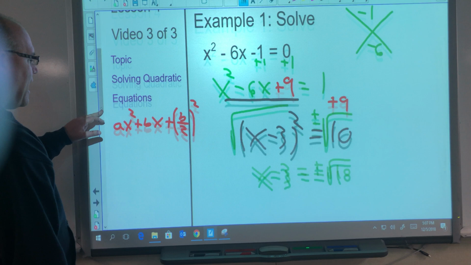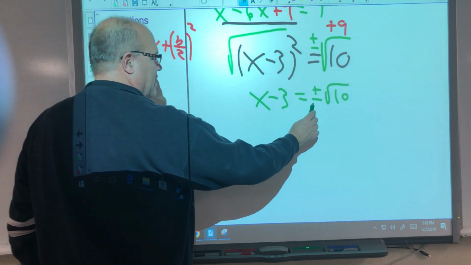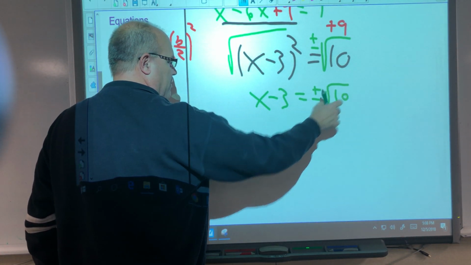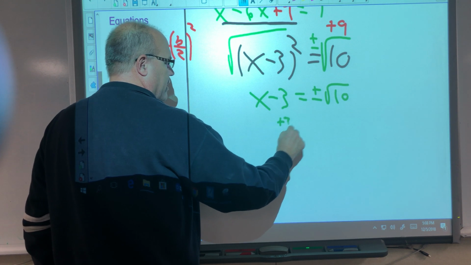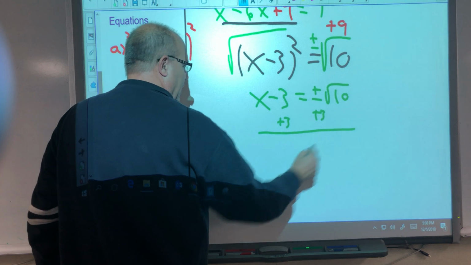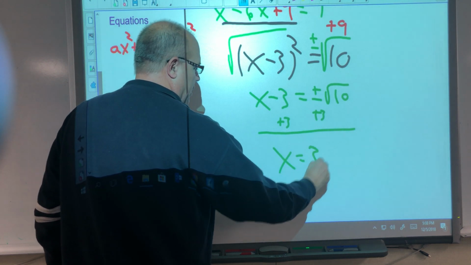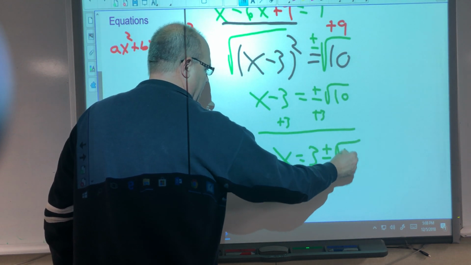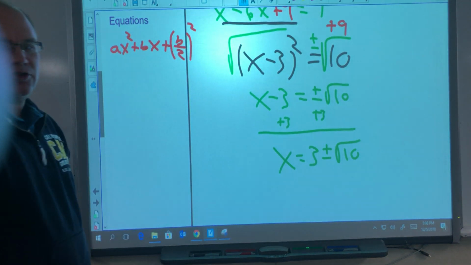And then I want to add 3 to both sides. Be careful, I can't add it with the square root of 10. So I'm going to say plus 3 in front of the plus minus. And I get x equals 3 plus or minus the square root of 10. That is the exact solution.